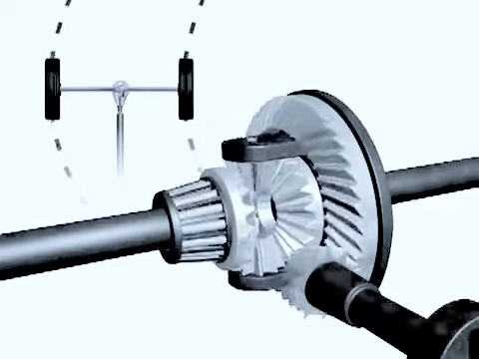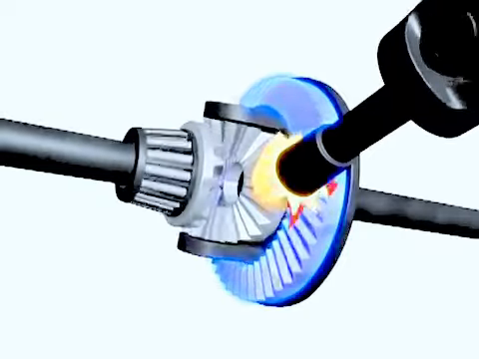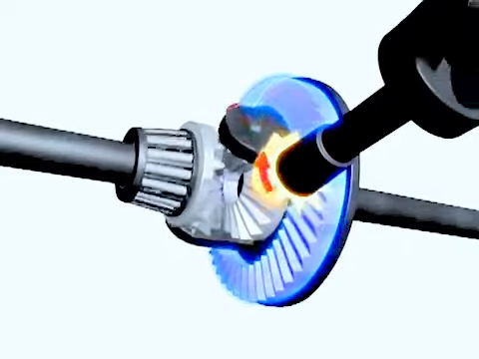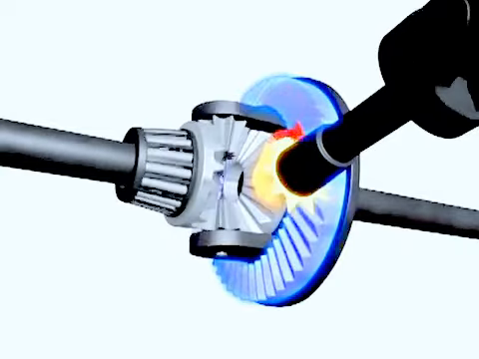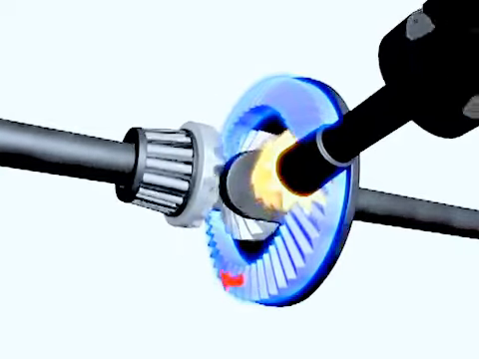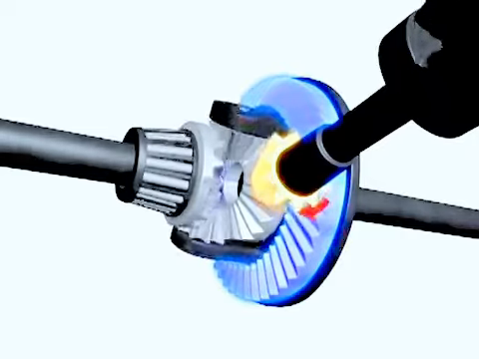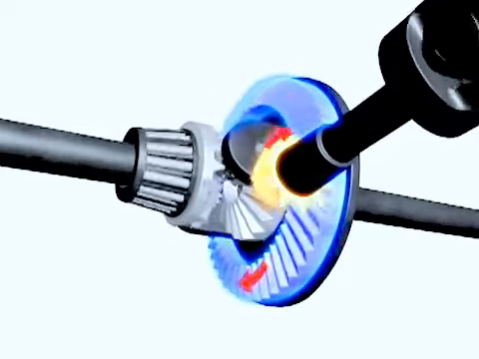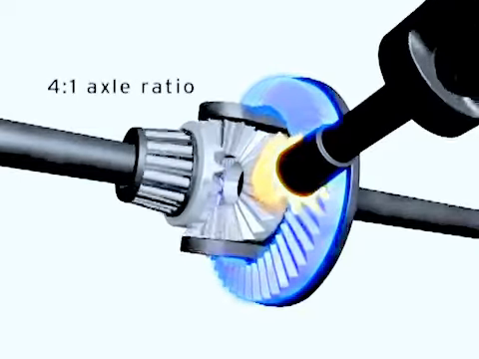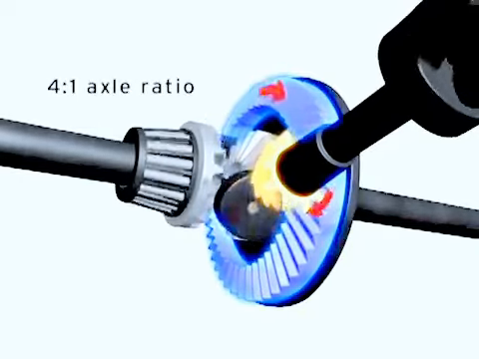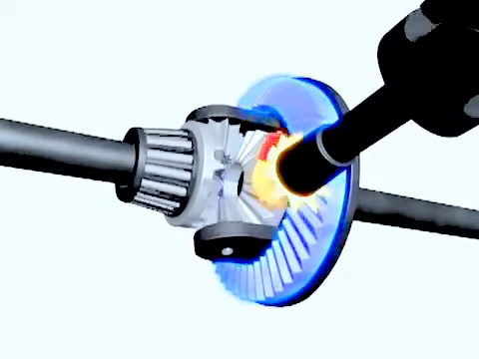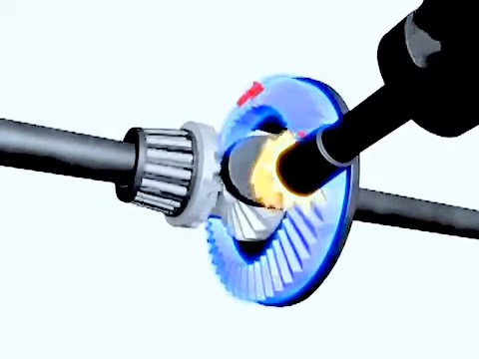Notice that the pinion gear turns at a different speed than the ring gear. The ratio between these two gears is called the axle ratio. In this example, the ring gear turns one time for every 4 revolutions of the pinion gear. This axle would be said to have a 4-to-1 ratio. By changing the axle ratio, the torque multiplication and top speed is changed, either increasing or decreasing them.